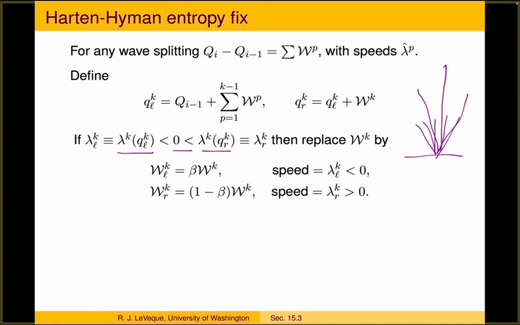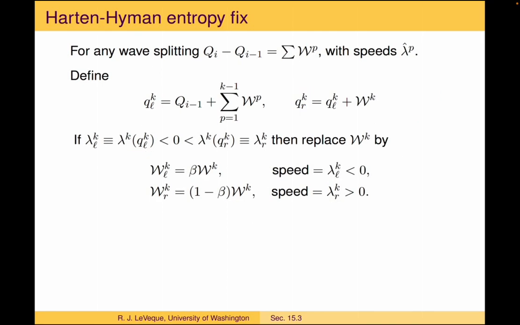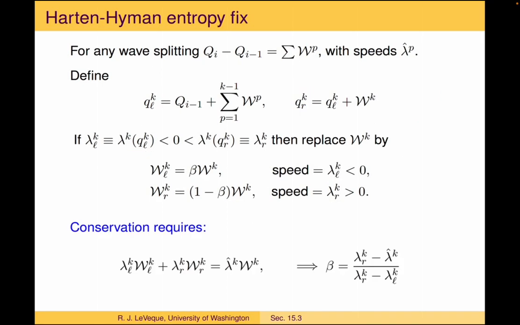So the idea is that we'll split this one wave into a left part and a right part that have speeds that are negative and positive, and the speeds are simply the exact eigenvalue evaluated at these approximate states, QKL and QKR, to the left and right of this one wave. And this value beta here, we're going to split it up into some fraction beta of the wave, and then the remaining part, 1 minus beta times the wave. And the way we'll choose beta is to require conservation.